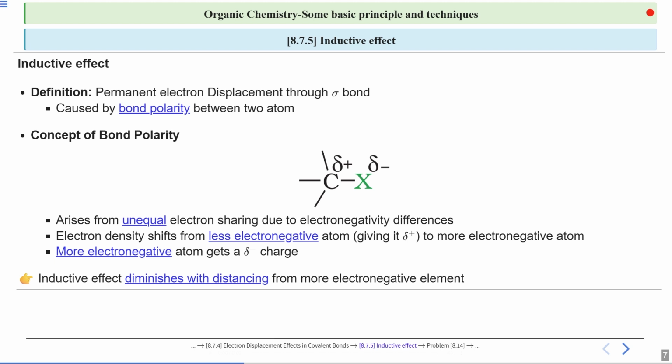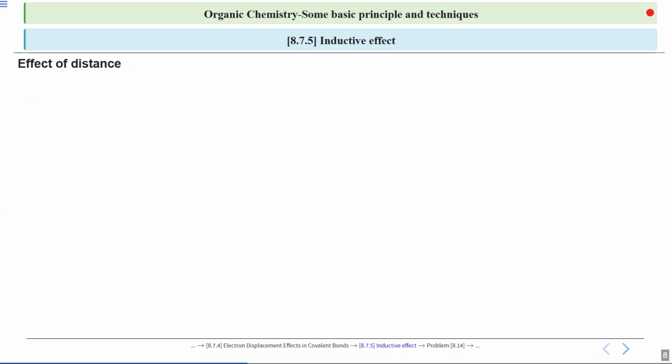Now, this inductive effect that we are seeing is dependent upon distance and it diminishes as the distance increases. As you increase the distance from the electronegative element, the inductive effect decreases. I hope you are getting the point. If you are not, we will try to understand with the help of an example. At the same time, we will also see the effect of distance on the inductive effect and why it diminishes with distance.